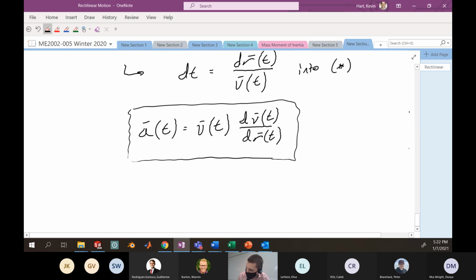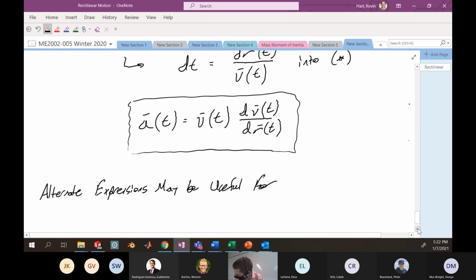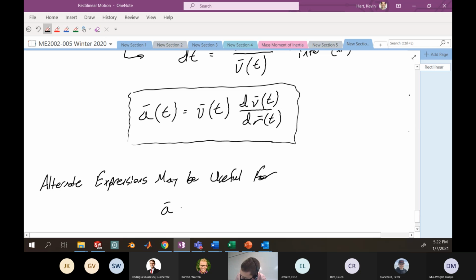All right. So these alternate expressions may be useful for not the condition where your acceleration is a function of time, as we were sort of espousing before, but acceleration which is a function of position, acceleration which is a function of velocity, and acceleration which is a function of time. That's typical. Acceleration is a function of time.